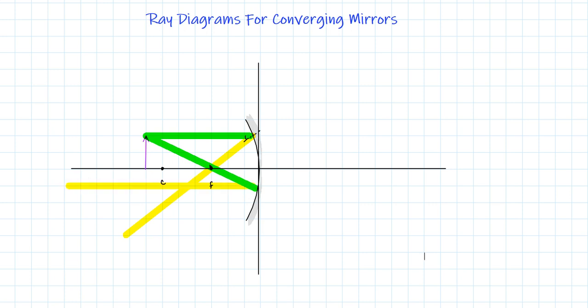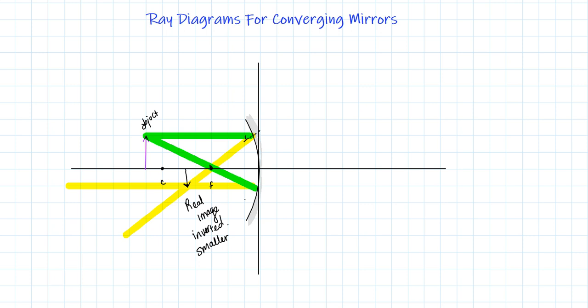Okay, now the point where these rays actually intersect over here is going to form the real image of this object. So here's the object, and the image is formed over here, and it's a real image. It's a real image because actual light rays, in this case reflected light rays, actually intersect here. We also see that it is inverted from what the object is, and it's smaller.